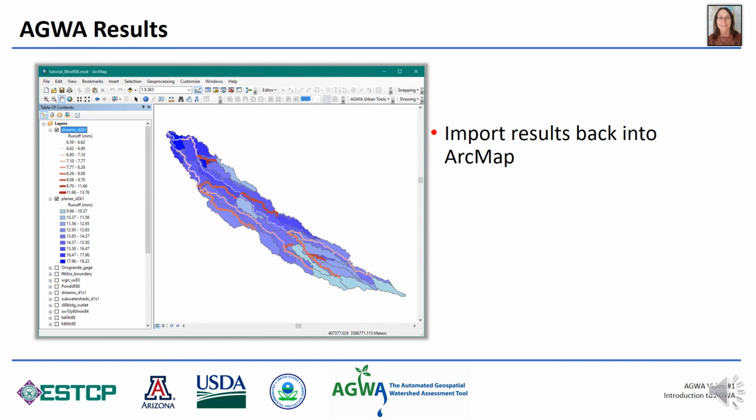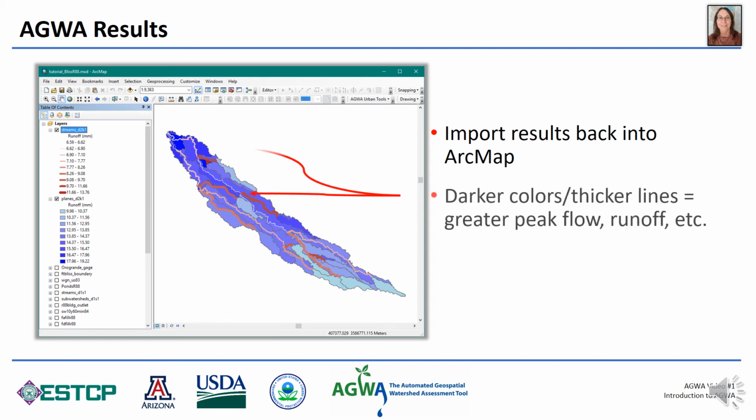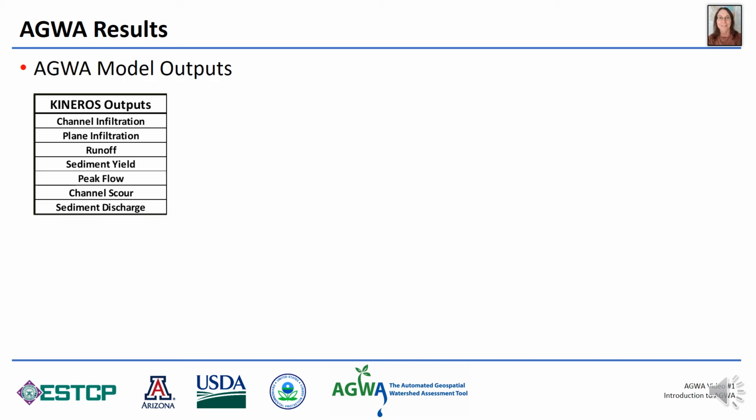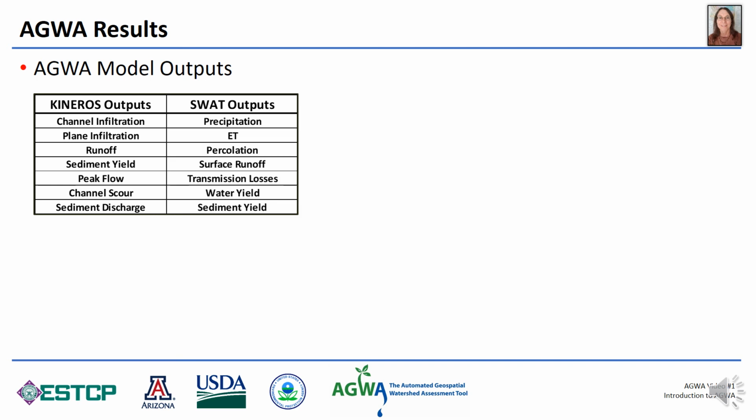After the simulation is complete, the model results are imported back into ArcMap for visualization. This image shows runoff for a small watershed where darker colors and thicker lines indicate greater runoff, peak flow, sediment yield, or infiltration. AGWA provides several outputs depending on the model. For KINEROS2, outputs include channel and plain infiltration, runoff, sediment yield, peak flow, channel scour, and sediment discharge. SWAT outputs include precipitation, evapotranspiration, percolation, surface runoff, transmission losses, and water and sediment yield.